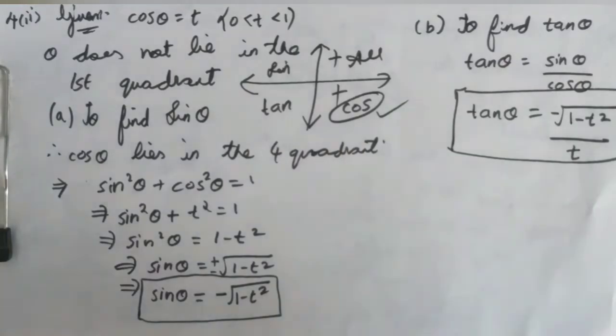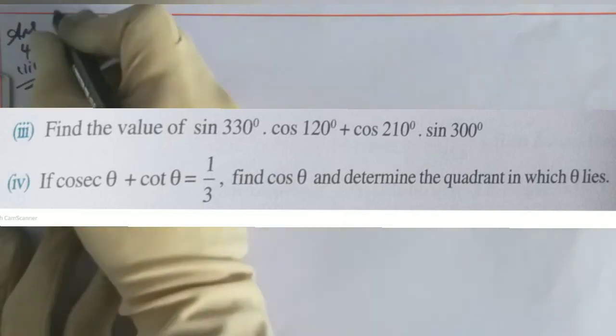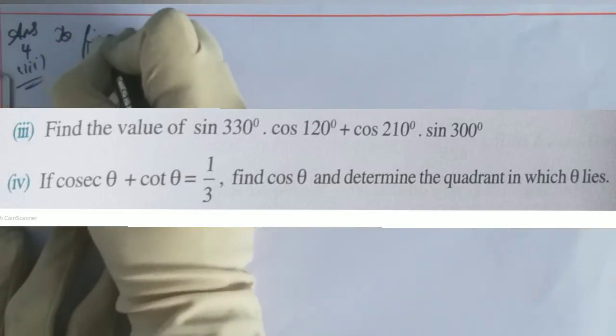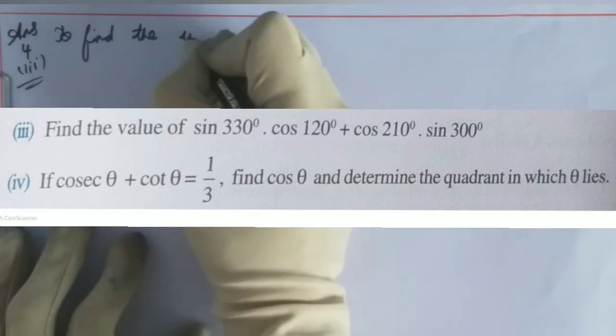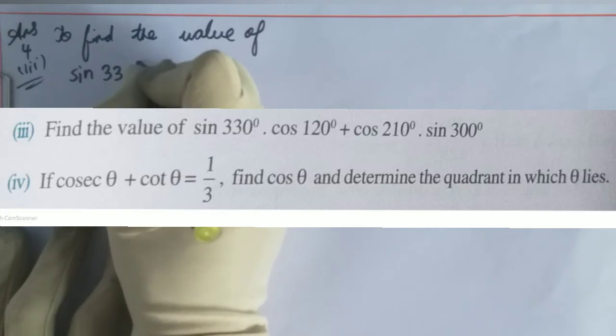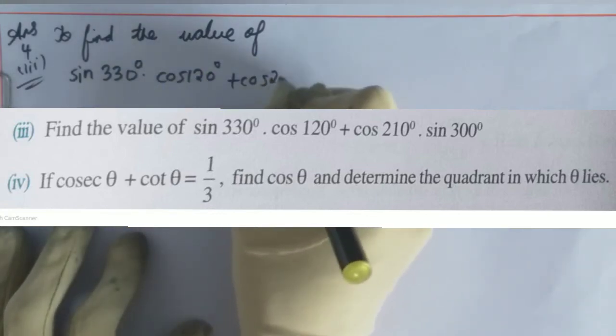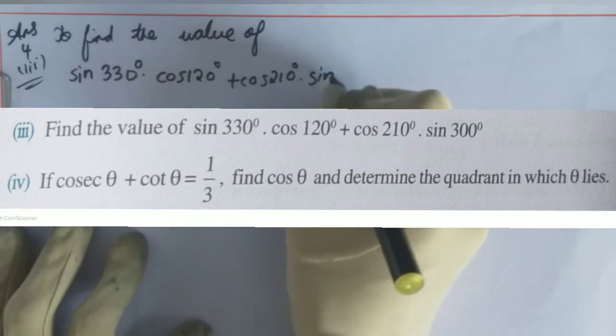Moving on to third bit. The question is: find the value of sine 330 into cos 120 plus cos 210 into sine 300. So I have to find out the value of sine 330 into cos 120 plus cos 210 into sine 300.